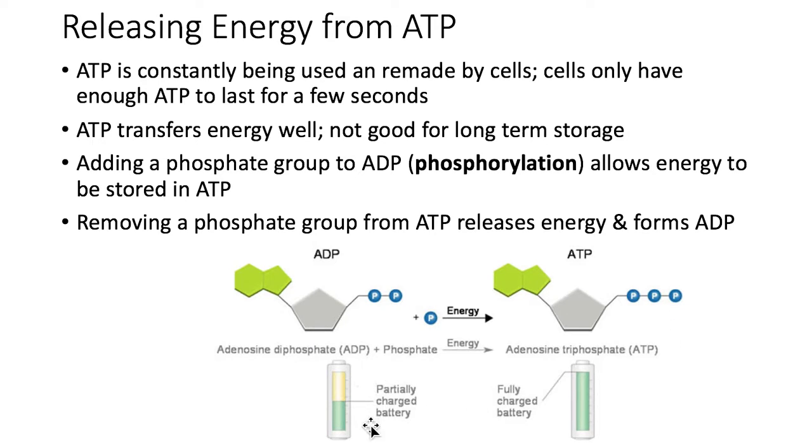You want to think of this in terms of a battery. ADP is like a partially charged battery. ATP is like a fully charged battery that's ready to go and do work. So we take ATP, we break off a phosphate group, we do some work, we end up with a partially charged battery known as ADP, and we need to charge it again by adding on a phosphate group. So we are constantly going between the two inside of our cells.